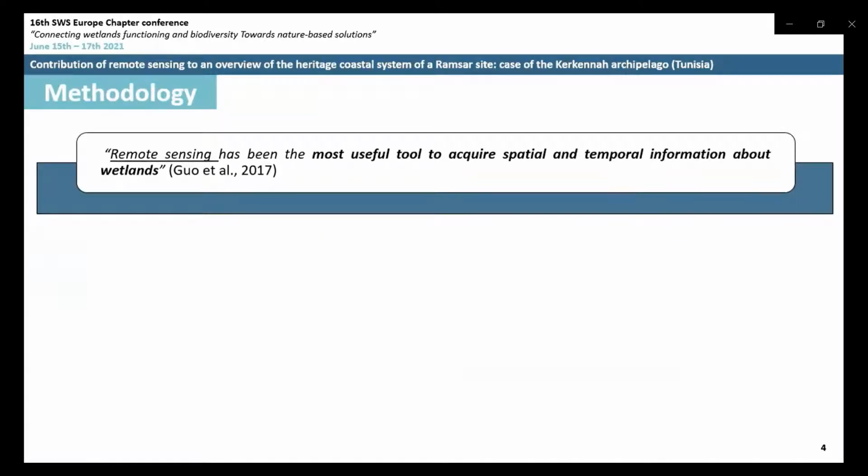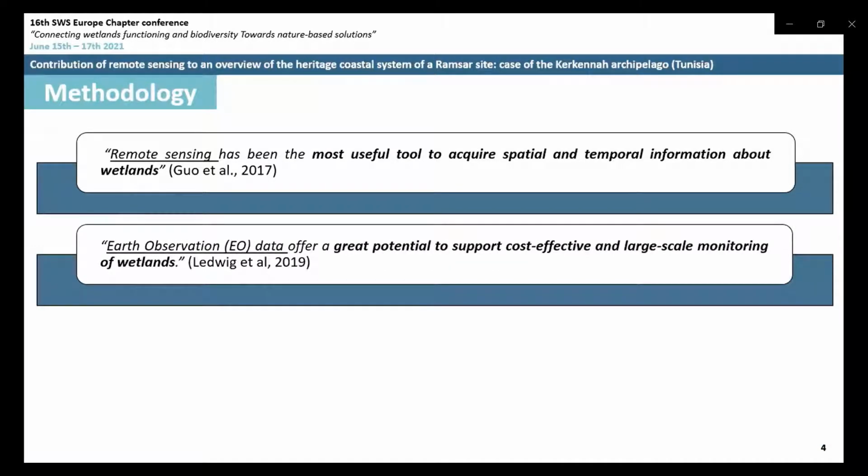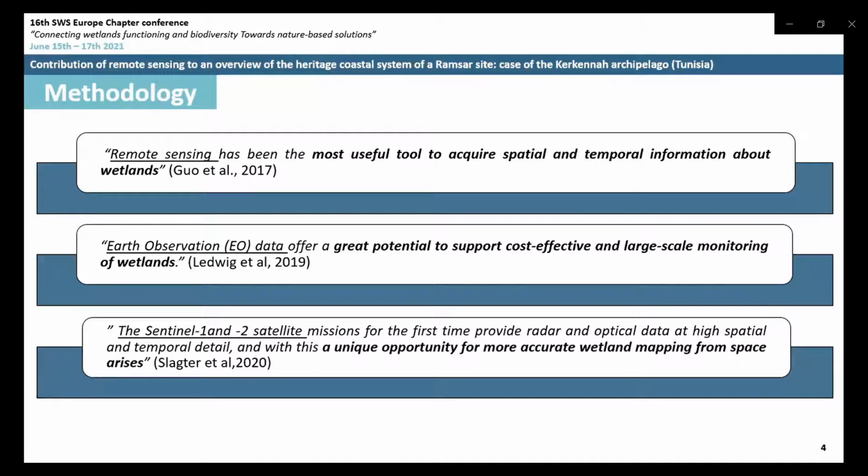Remote sensing has been an efficient adopted method for land cover monitoring. It is considered the most useful tool to acquire spatial and temporal information about wetlands, offering a great potential to support cost-effective and large-scale monitoring of wetlands. The Sentinel-1 and 2 satellite missions for the first time provide radar and optical data at high spatial and temporal detail, and with this, a unique opportunity for more accurate wetland mapping from space arises.